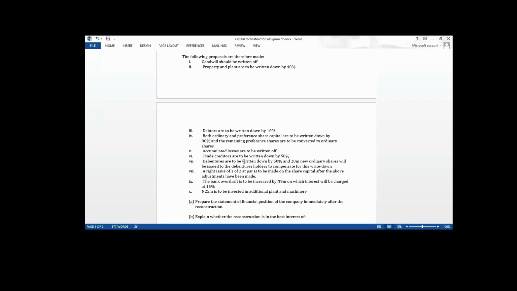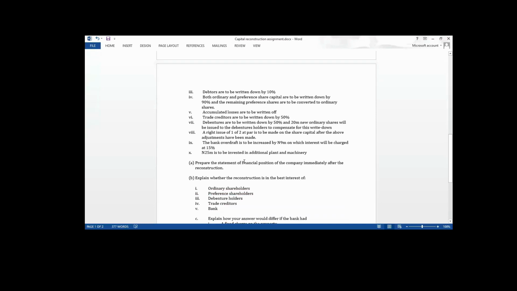Next, accumulated losses are to be written off. Trade creditors are to be written down by 50 million, 50%. Debentures are to be written down by 50%, and 20 million new ordinary shares will be issued to the debentures to compensate for this write-down. $50 million of debentures will be written down. And we are going to compensate them with 20 million worth of shares.